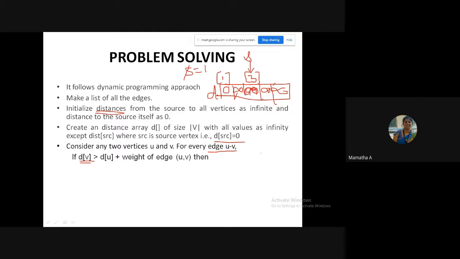What does dV indicate? Distance between source and vertex V. Yes. Distance between source to vertex V. Is it greater than? What does du indicate? Distance between source and U. Yes. So you have dV, something like this: distance between source to V.